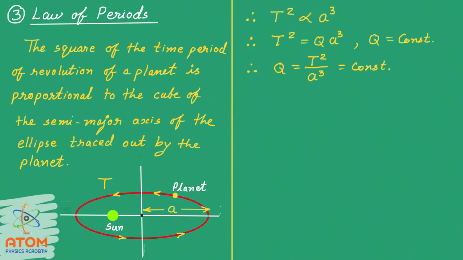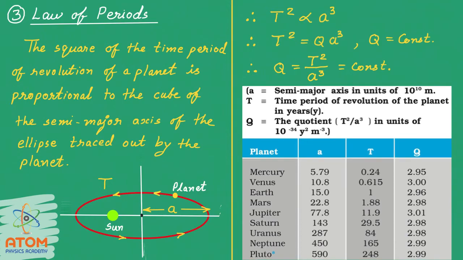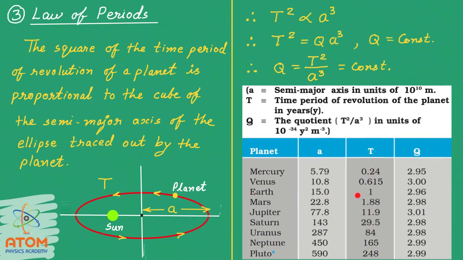Now this you can check in this table given below. Look, here A is semi-major axis in units of 10 raised to 10 meter. Here the value of A is given, where you have to consider the values in 10 raised to 10 meter, right? Then capital T, that is the time period of revolution of the planet in years. All the values are in years. For Earth, the time period is 1 year.